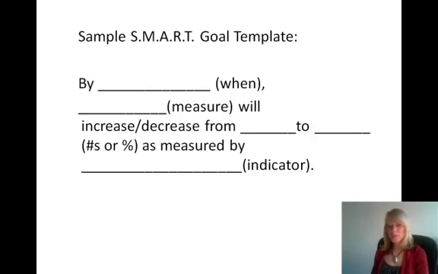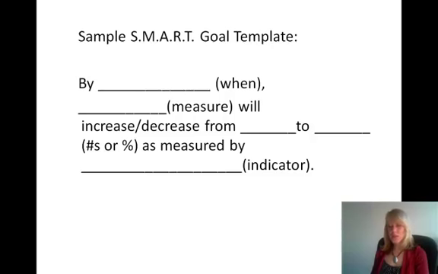This is just one template that you can use to create a SMART goal. The important thing is that it includes all elements. An example of a measure is the percentage of students scoring at grade level. An example of an indicator would be end of grade tests.